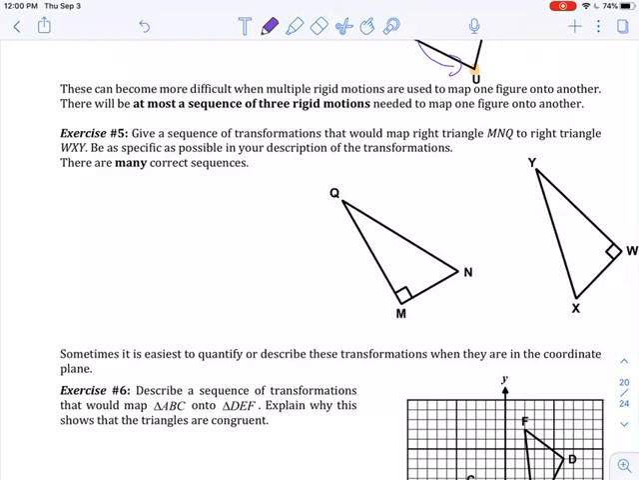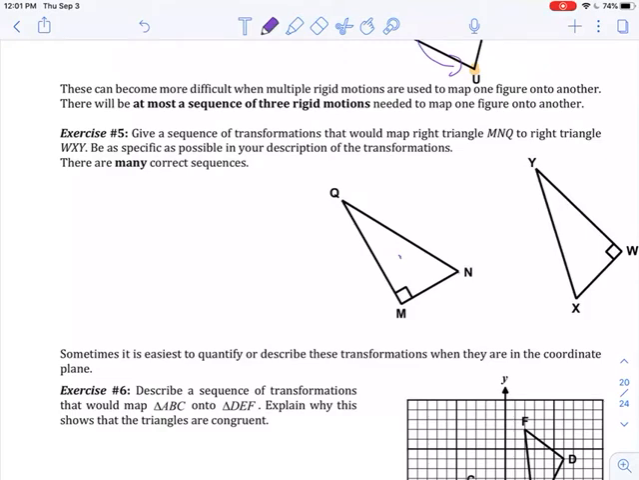So we have to figure out in exercise 5 a sequence of transformations that would map the triangle MNQ, so that's this one right here on the left, to right triangle WXY. Be as specific as possible in describing your transformation. There are many correct sequences, and we're not going to use the tracing paper to do that. But here's the first thing that I would suggest. The first thing I would suggest is they have to touch each other.